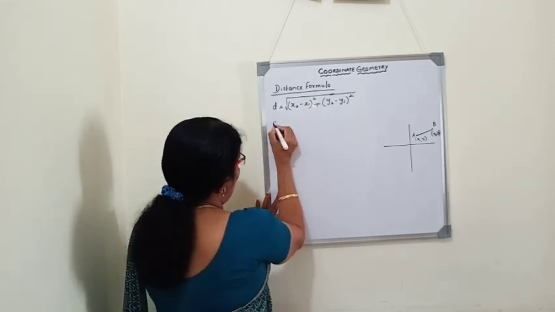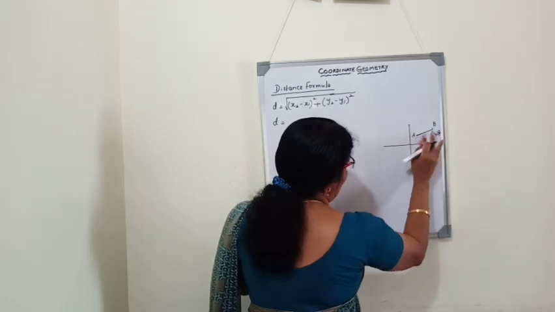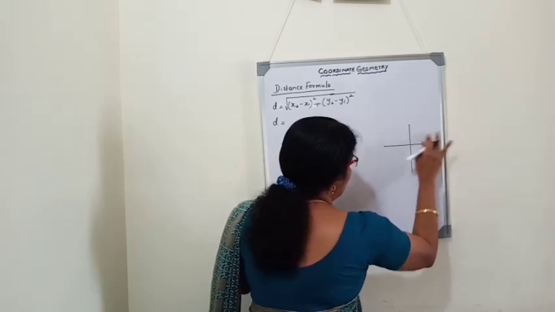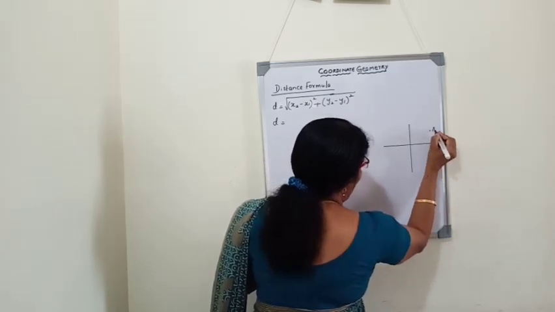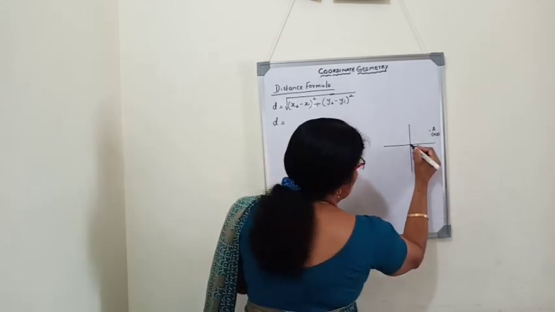There is one more formula here, that is, if one point is given. For example, A is a point. This is the point A. Let it be (x, y). And this is the origin.